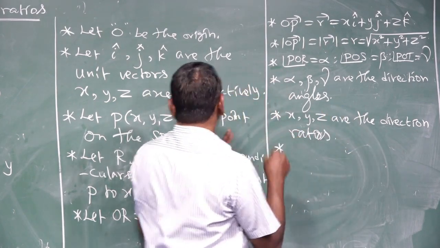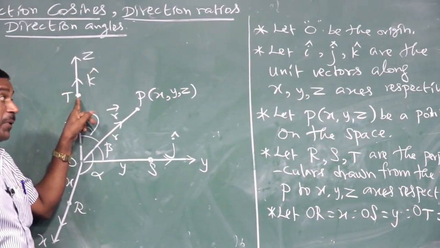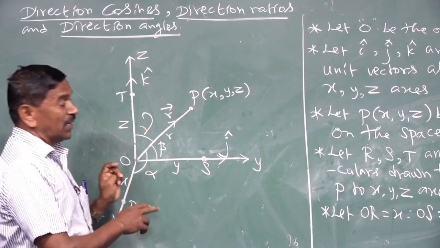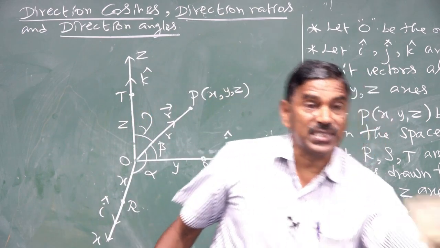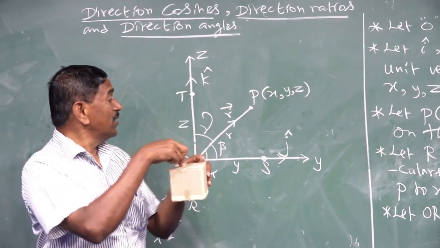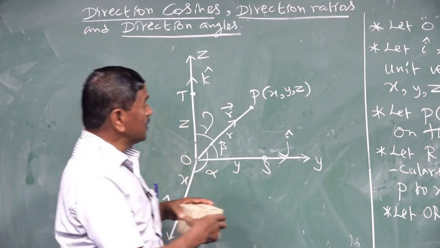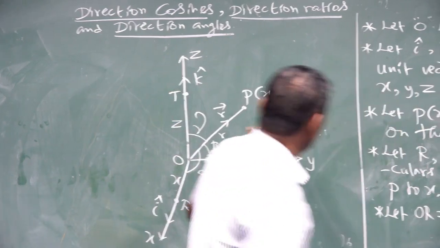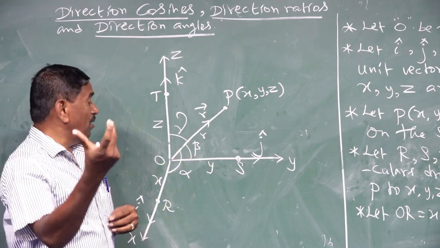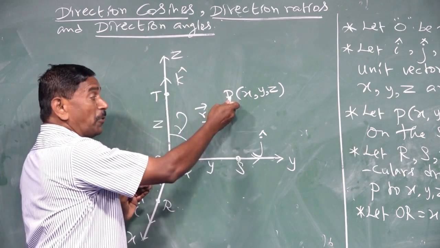Direction ratios. Also, here we already said r, s, t are the perpendiculars drawn from the point P. In this diagram it is difficult to understand; you want to think in three dimensions. In three-dimensional space, let P be a point, and r, s, t are the perpendiculars drawn from the point P. So you want to think of the object in three-dimensional space.